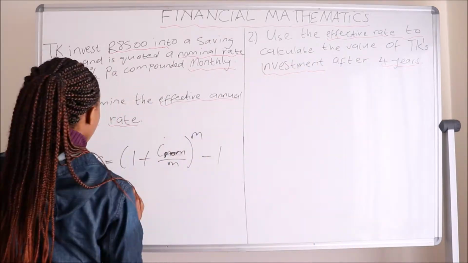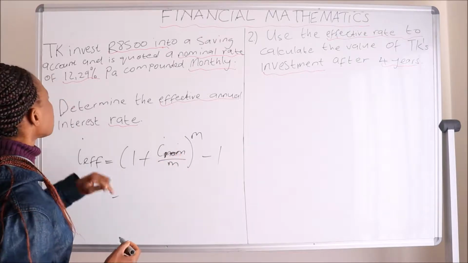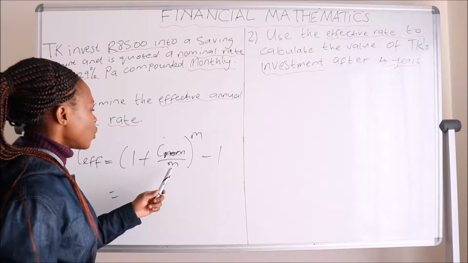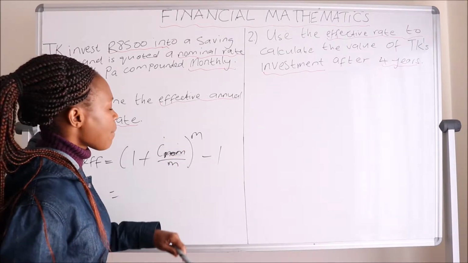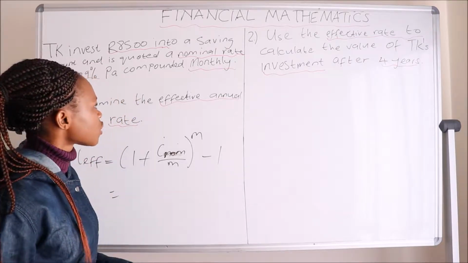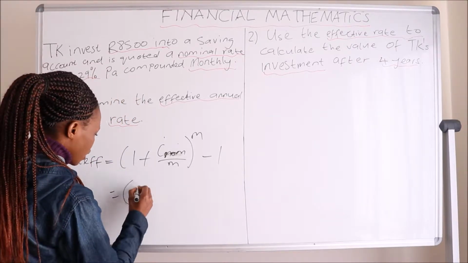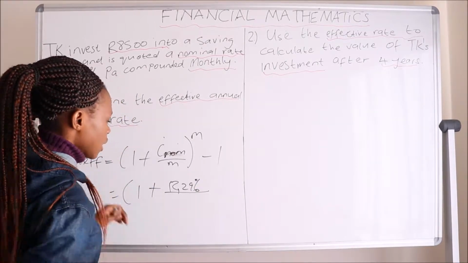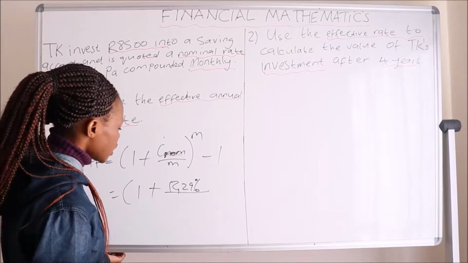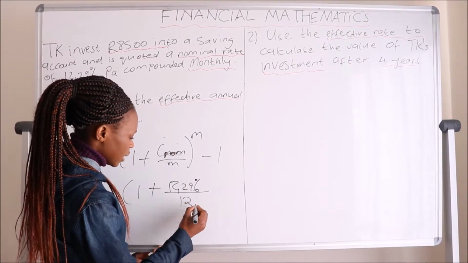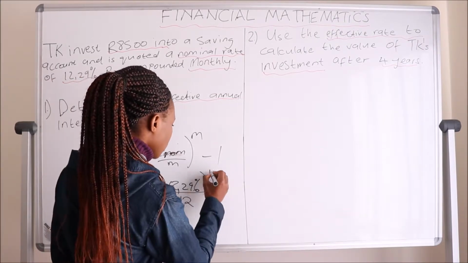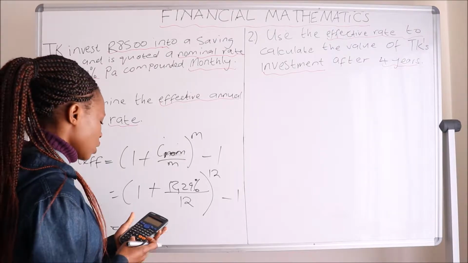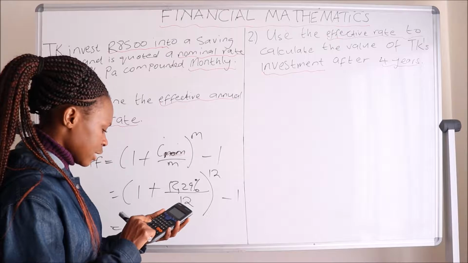We have everything that we need because we have the nominal interest rate, which is 12.29%, and m is the number of times that it has been compounded in a year, which is 12 times because it's monthly, and the exponent is also 12, then minus 1. So 1 plus 12.29%, which is the nominal interest rate quoted from the bank or from whichever account, divided by m, the number of times it has been compounded in a year, which is 12, to the exponent of 12, minus 1.